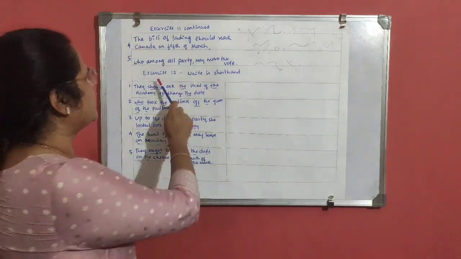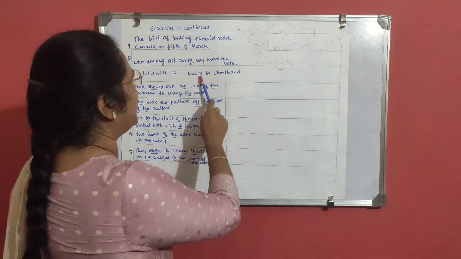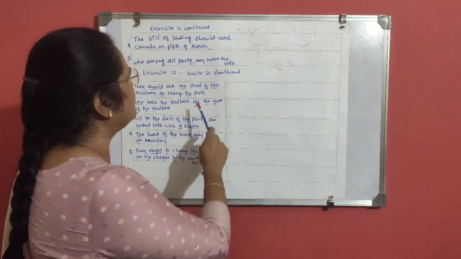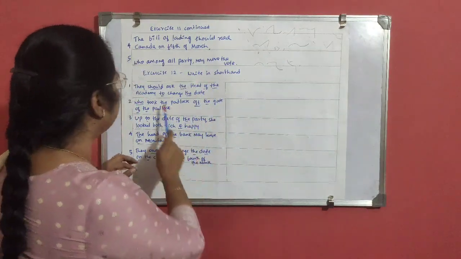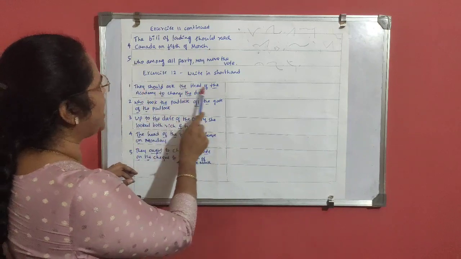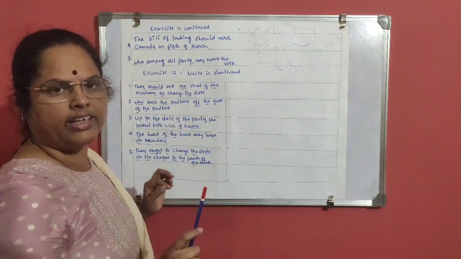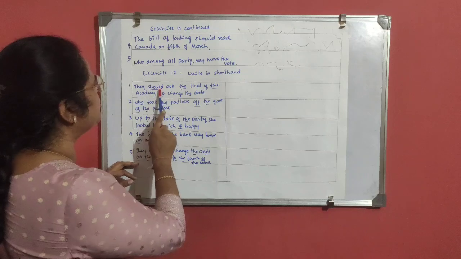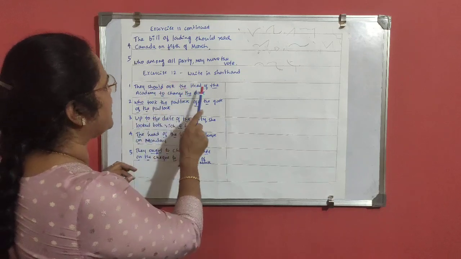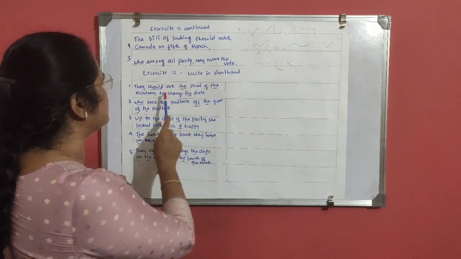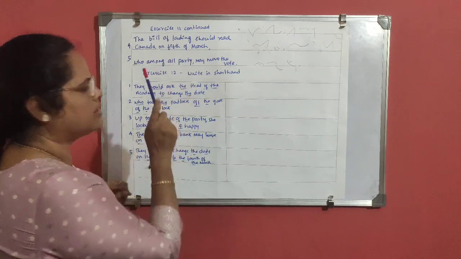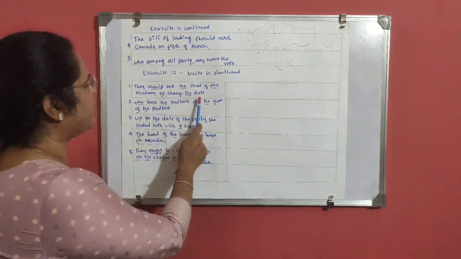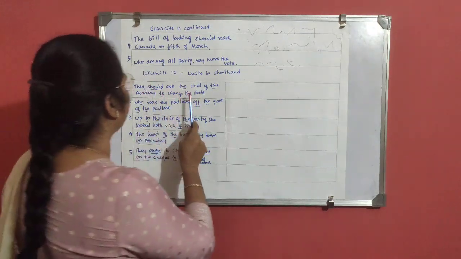Today I am going to solve exercise number 12, writing longhand, that is from longhand to shorthand. Here I mark the grammalogues so that you can easily identify them. Should is a grammalogue, the is a grammalogue, of is a grammalogue, again the is a grammalogue, to is a grammalogue, the is a grammalogue. Now we will write this sentence into shorthand.